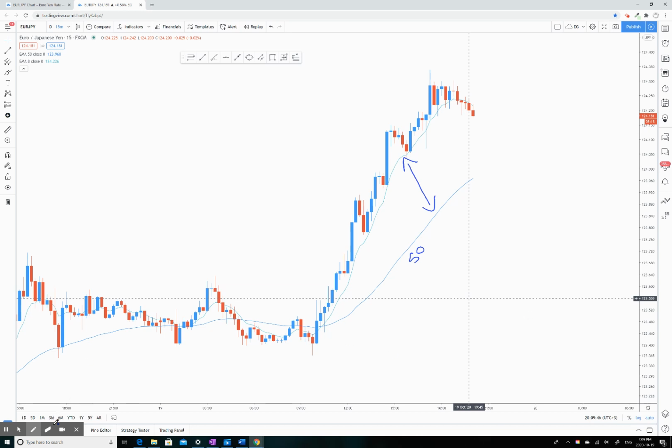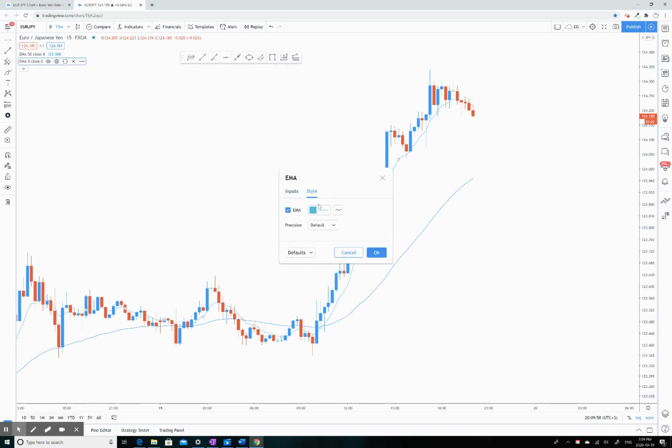Now, if we look at the 8-day EMA, that's this blue one. Let me change that, guys, because I hate having two blue. We'll make this one a red. Yeah, that's fine. Pink.